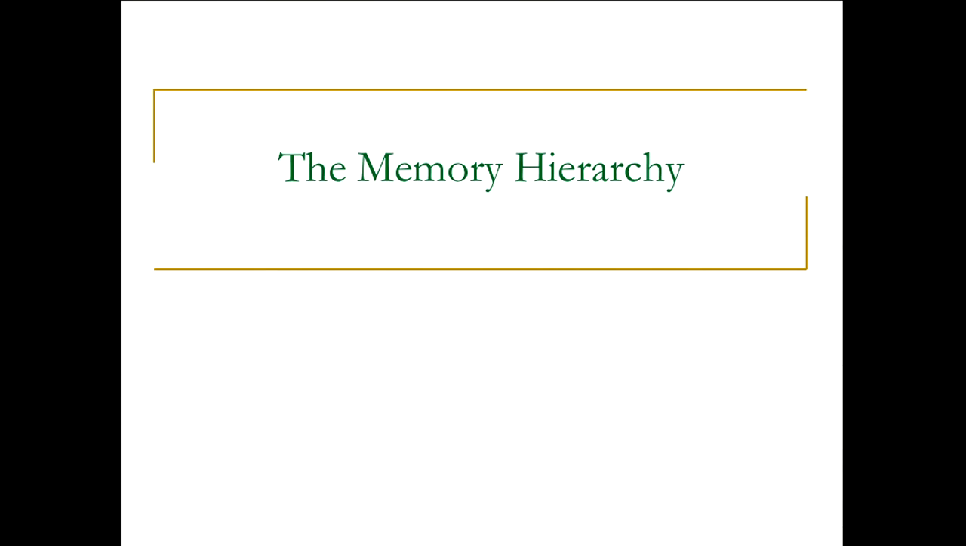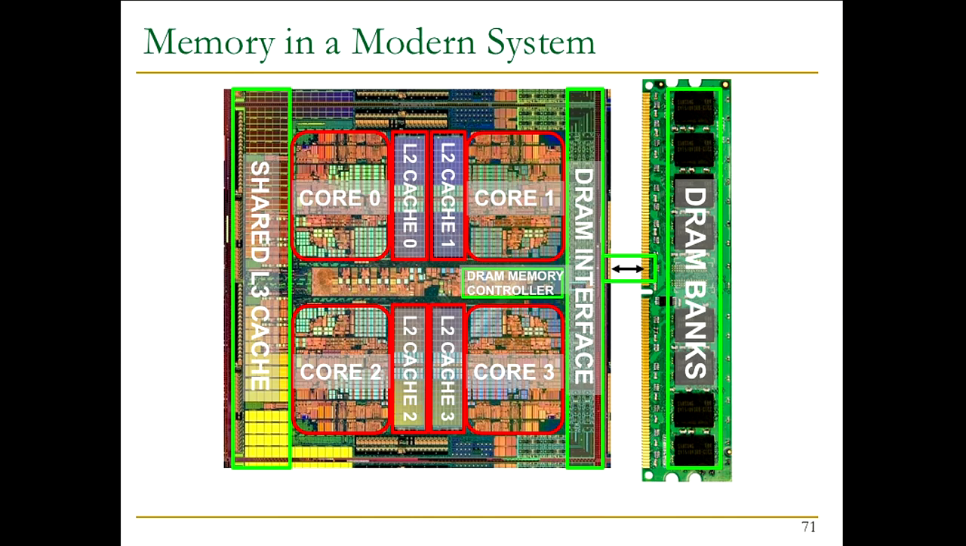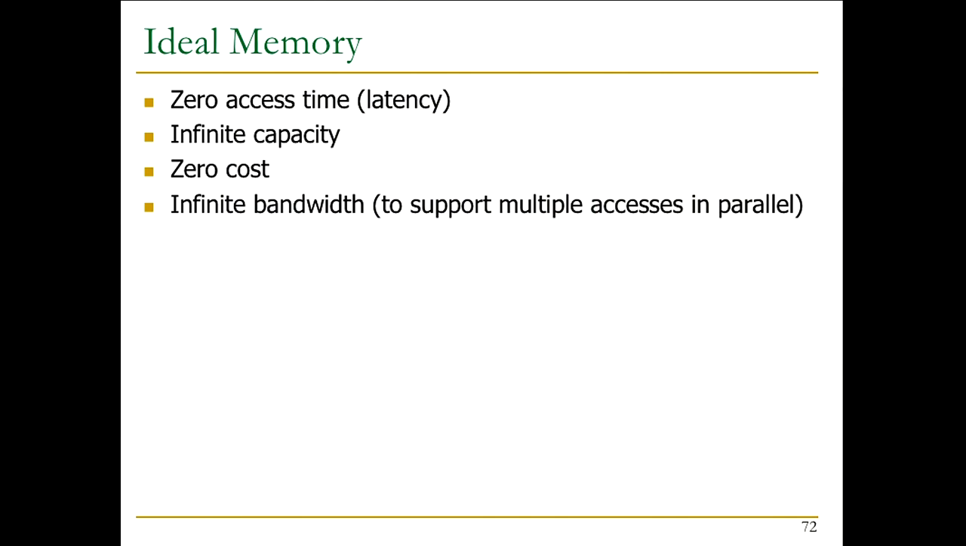Okay, so we'll talk about the memory hierarchy. This is the picture I've shown you yesterday. And again, let's talk about the same requirements. We want zero access time, infinite capacity, zero cost, infinite bandwidth to support multiple access in parallel. And in high-performance processors, we have multiple access in parallel today. So the problem is the ideal memory's requirements oppose each other.